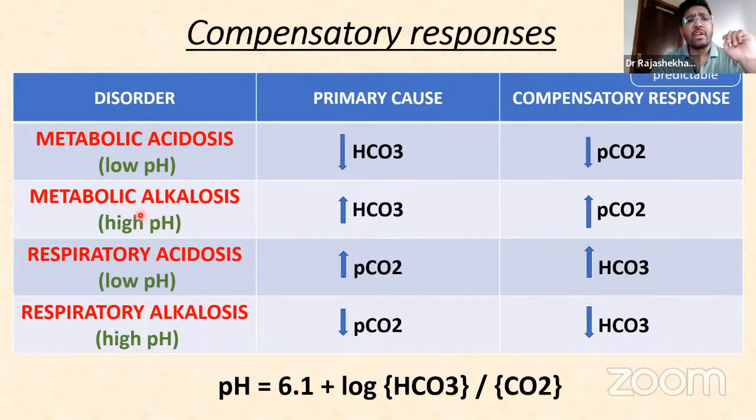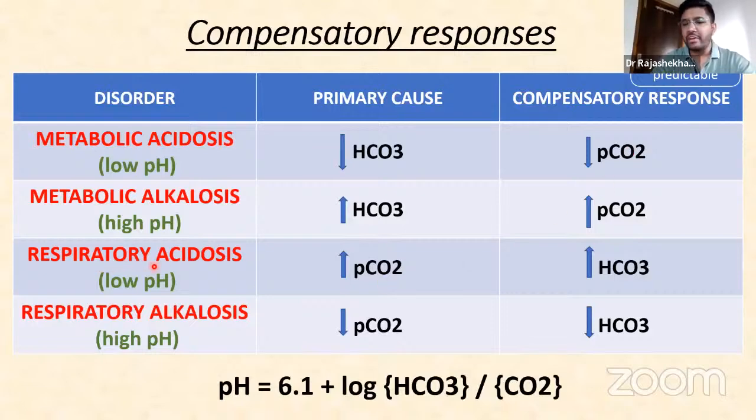And there is another way which many people remember. In the compensatory response, you should know the direction of the pH and the direction of the carbon dioxide. If the pH and the carbon dioxide directions are the same, it is usually a metabolic process. For example, in metabolic acidosis, the pH is low and the carbon dioxide is also low. In metabolic alkalosis, the pH is high and the carbon dioxide is also high. So in metabolic disorders, both go in the same direction.